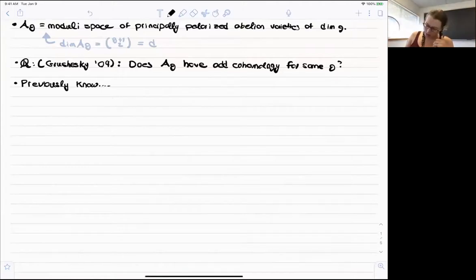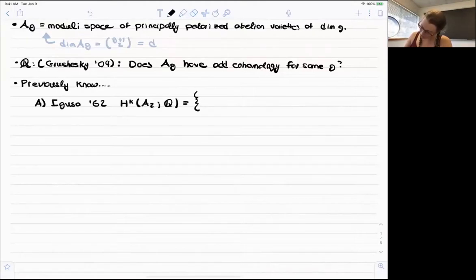So in 1962, Igusa computed the cohomology ring of A_2. So he was able to show that the cohomology of A_2 with rational coefficients was either Q if k was 0 or 2, and 0 otherwise.